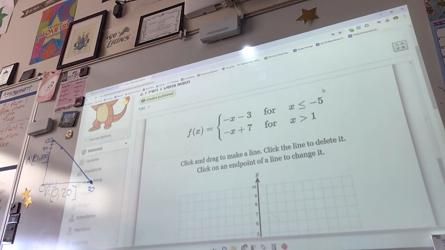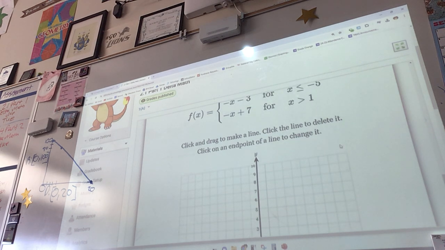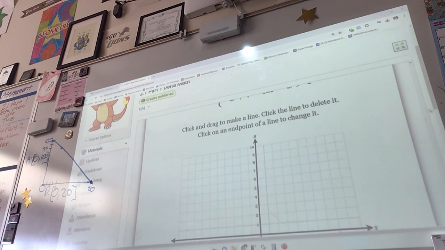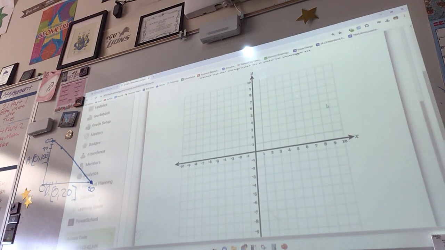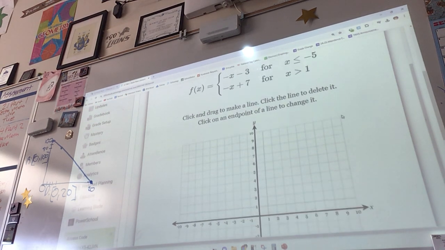What we're going to do is plug in -5. -5 times -1 is 5, minus 3 is 2. So -5, -2 would be my first point. -5, -2, that point is right there. Then the slope of my function is -1. That's the number in front of my x.